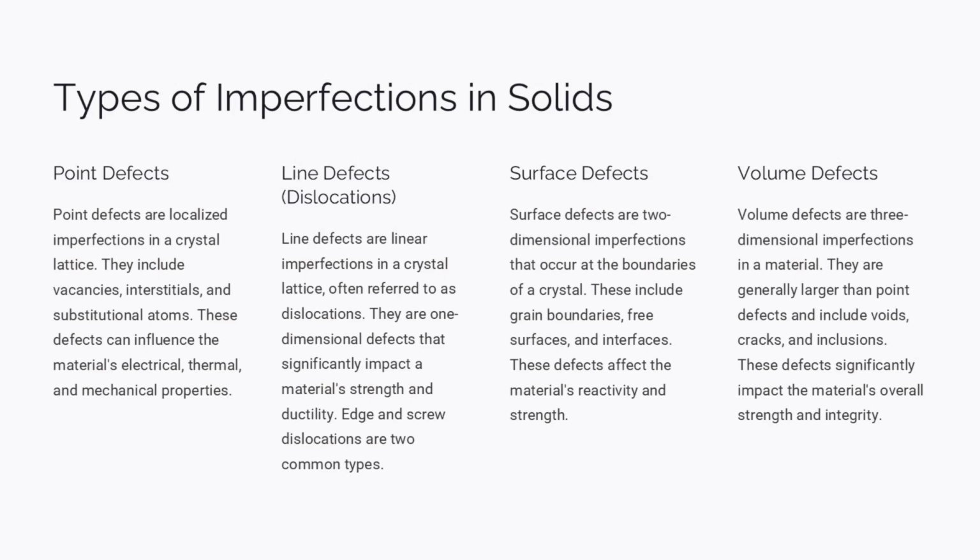Volume defects are larger 3D imperfections like voids, cracks, and inclusions. These volume defects can significantly impact the overall strength and integrity of the material.